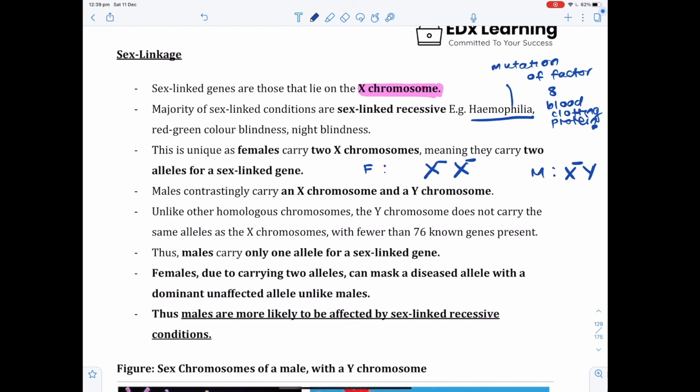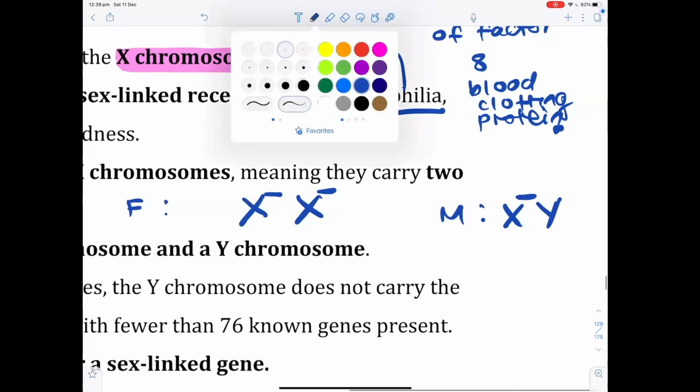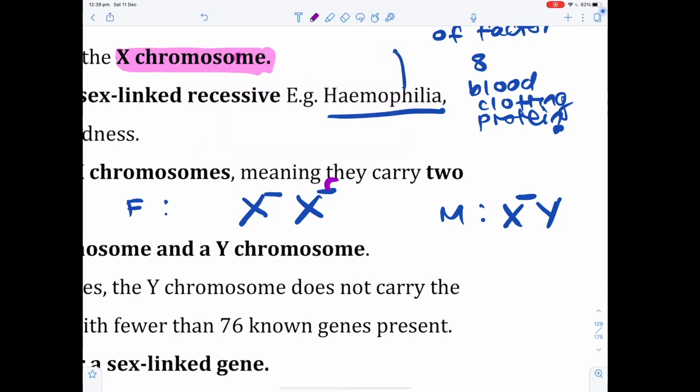99% of sex-linked conditions are what we call sex-linked recessive. So what that means is little r equals disease. Let's apply a quick thought experiment, right? If a female were to inherit a little r, I'm going to put a little r here, does she have disease? It depends on what this allele is.